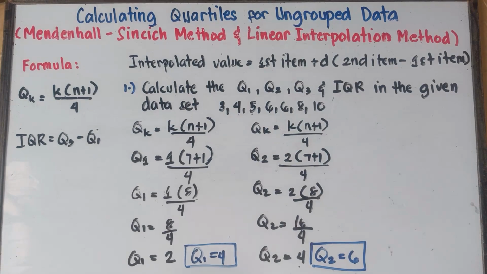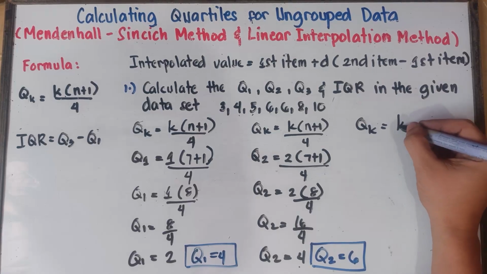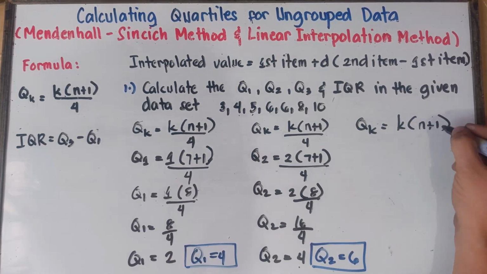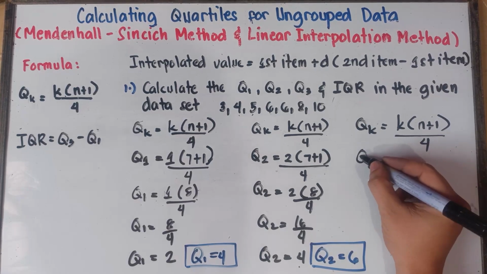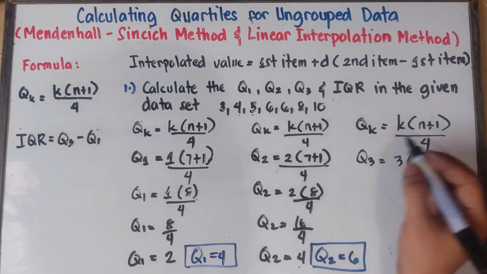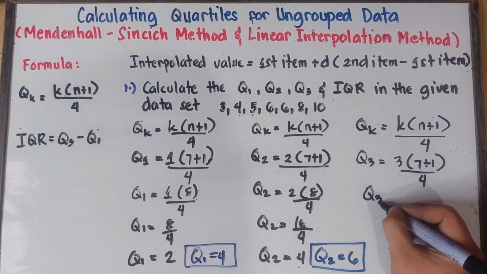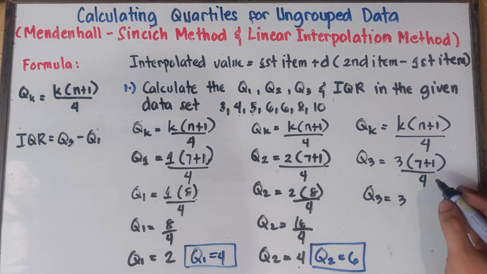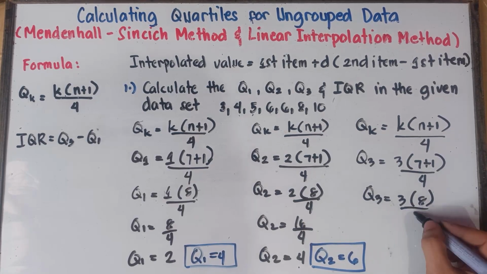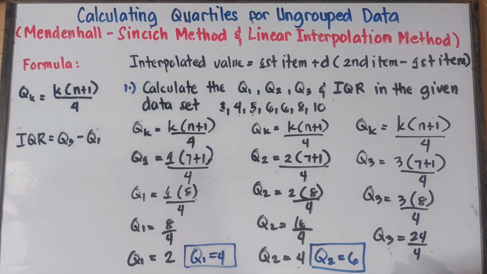Alright, so let's have quartile 3. So Q sub k equals k times n plus 1 divided by 4. So Q sub 3 equals 3 times n, where n is the total number of samples. So that would be 7 plus 1, divided by 4. So Q sub 3 equals 3 times 8, since 7 plus 1 is 8, which is 24. Divided by 4, Q sub 3 would be equal to 6.